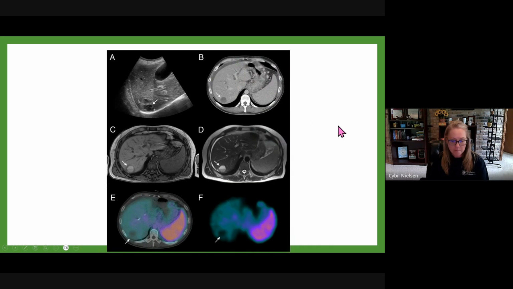Okay, and in this one here, what are we looking at? Here is an ultrasound. Here it is in CT. Here it is in MRI, but it's not there on the hemangioma study. So that means it's not a hemangioma. They're going to biopsy that to determine if it's cancer.